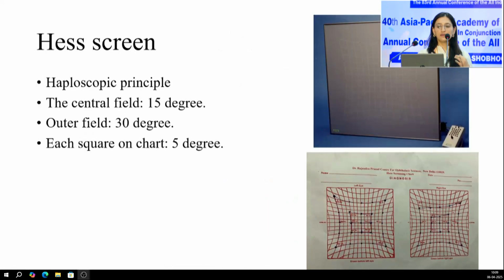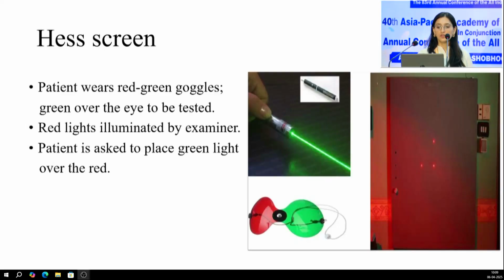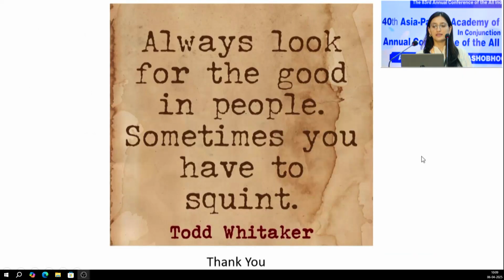So this is a Hess screen. It is based on haploscopic principle. The central field is 13 degrees, outer 30, and each square marks 5 degrees. So this is a metallic screen. The patient wears red-green goggles, green over the eye to be tested. So the patient has a red light which is illuminated by the examiner, and the patient is asked to place his green light over the red.